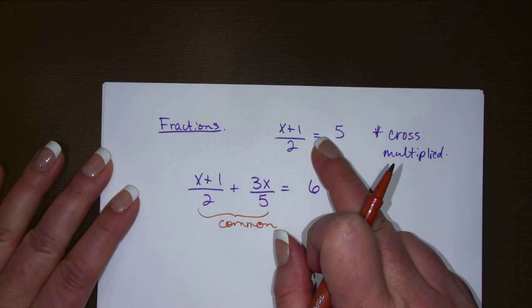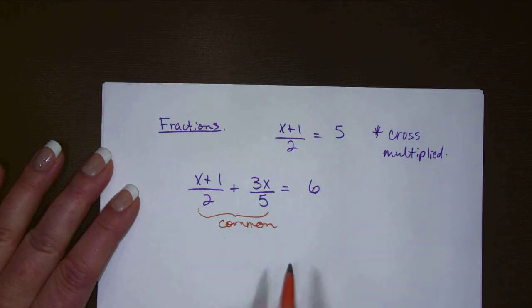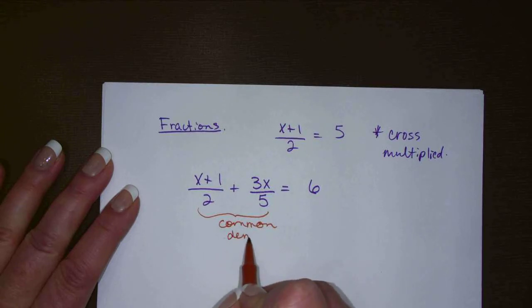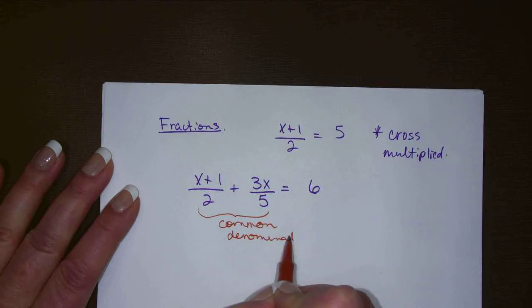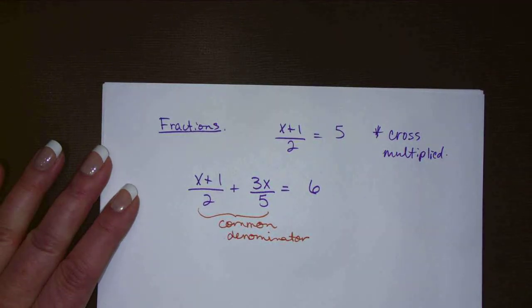So that was how we did fractions. If there were 3 terms, we had to combine 2 of them into 1 before we could solve it. So we used a common denominator so that we had this case, and then we could solve. Logs are the same thing.